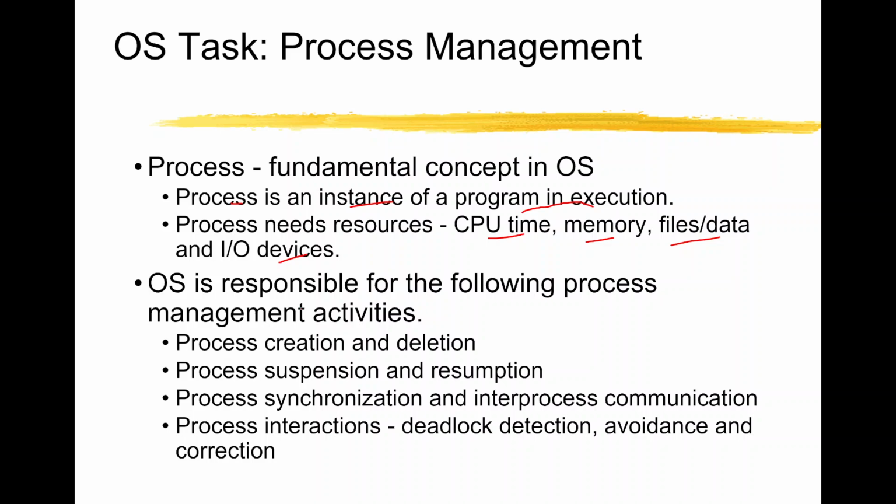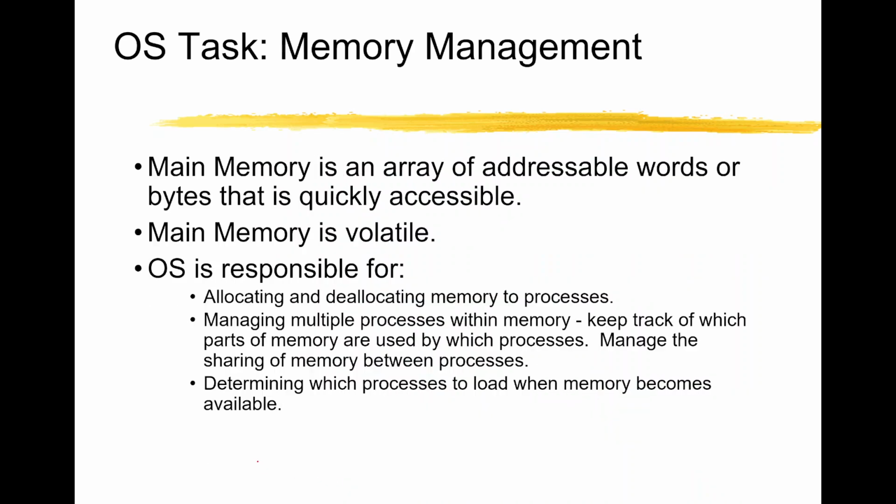The operating system is responsible for the following process management activities. One, the creation and deletion of processes. That's what the operating system does. It handles process suspension and resumption. It handles process synchronization and inter-process communication. It handles process interaction, deadlock detection, avoidance, and correction. We will meet all this as we go on.